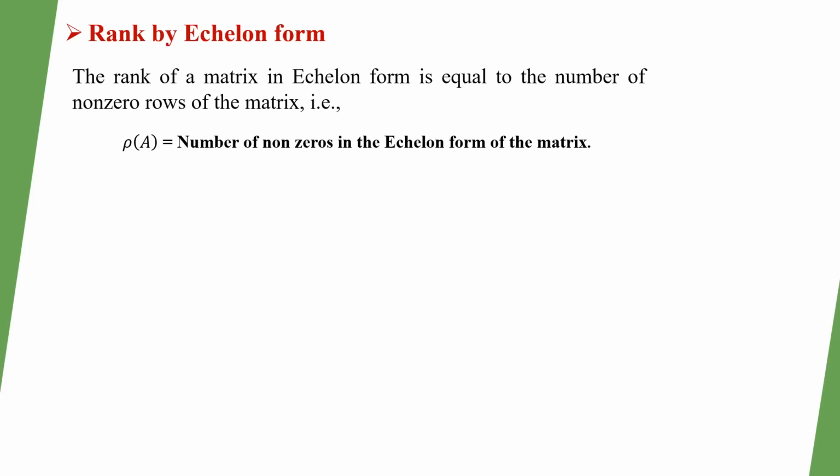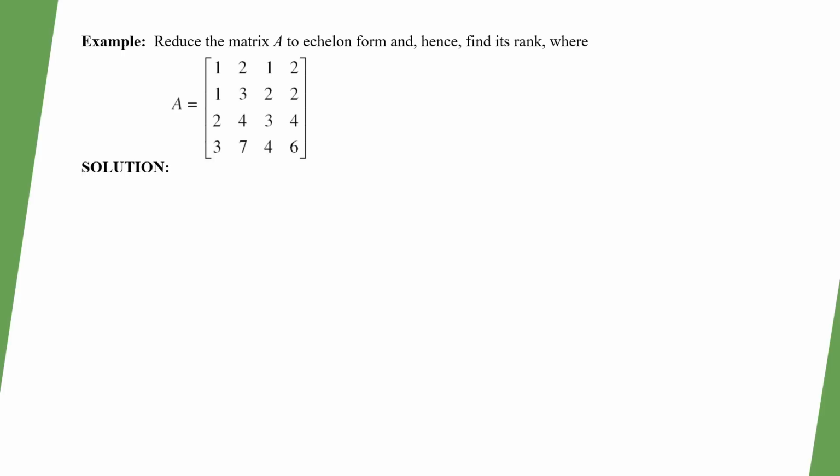Now, how to find the rank by echelon form? So the rank of a matrix is what? When we convert the matrix into the echelon form, the rank of the matrix is equal to the number of non-zero rows of the matrix. That is, the number of non-zero rows in the echelon form of the matrix.